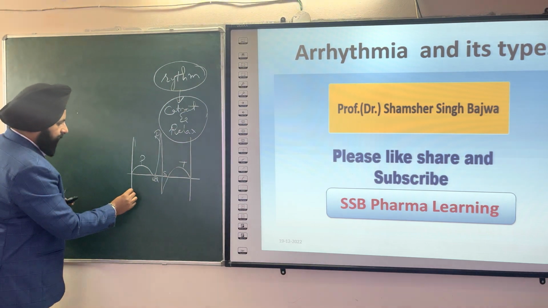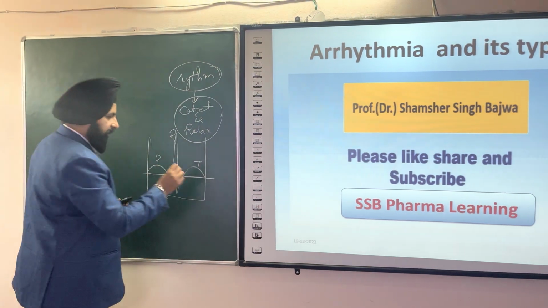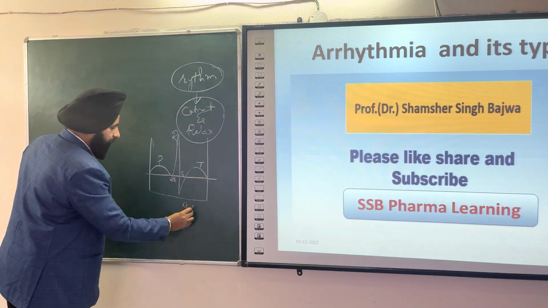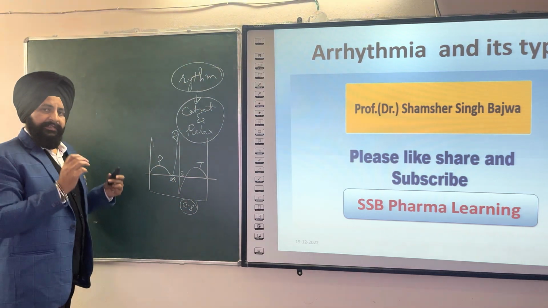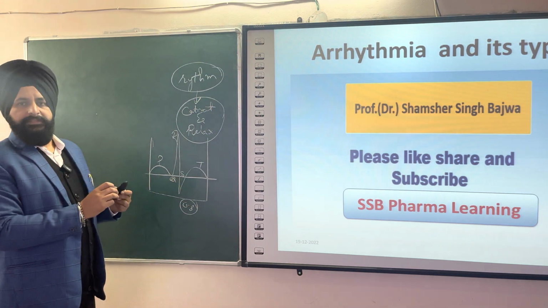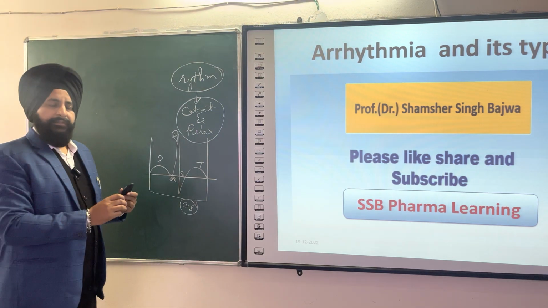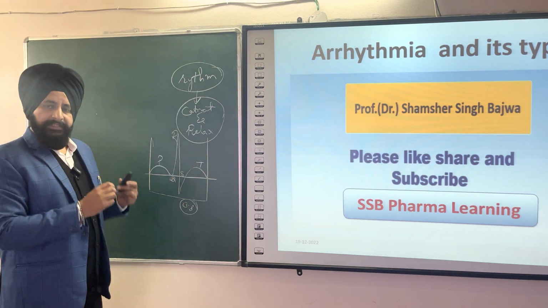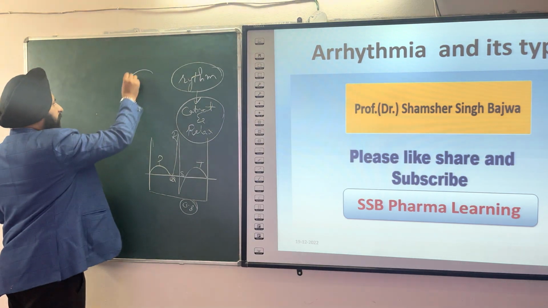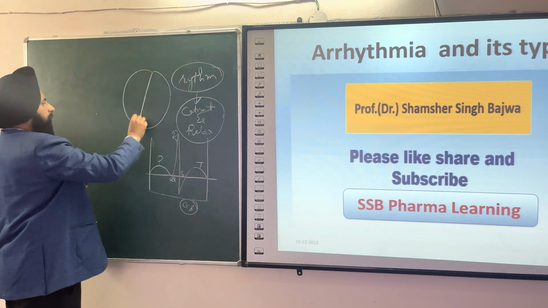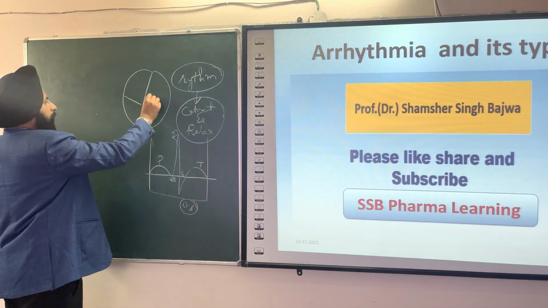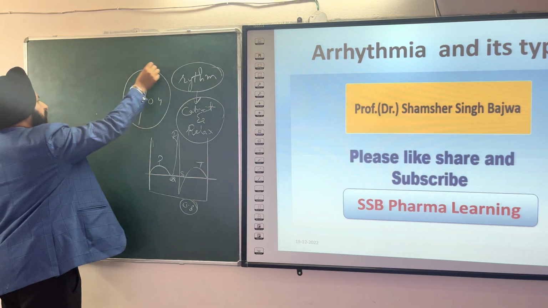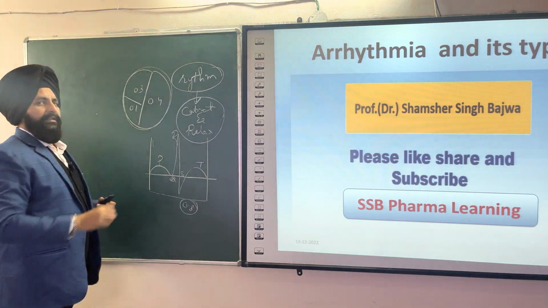Now this cardiac cycle consists of 0.8 second. So the total interval of the rhythmic process, which is called a rhythm, consists of a total of 0.8 second, which you divide into 0.4 second, 0.3 second and 0.1 second. So this is called a cardiac cycle.